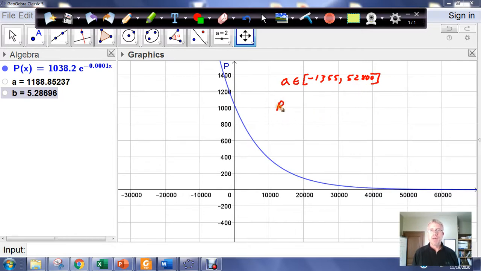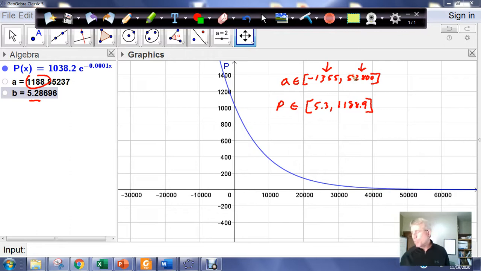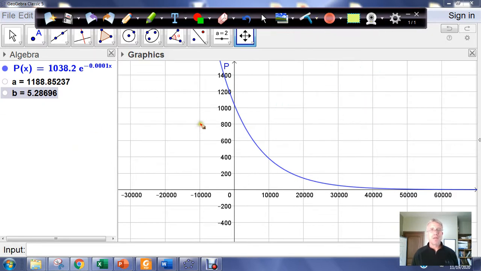And then that's going to make my pressures run from the lowest pressure I have, which I can see right here is about 5.3 millibars, up to about 1,188.9 millibars. So that drives my domain and range. But I've got to be able to justify these numbers. I have to say something reasonable that I would expect a reasonable person to accept as being true. So domain and range.